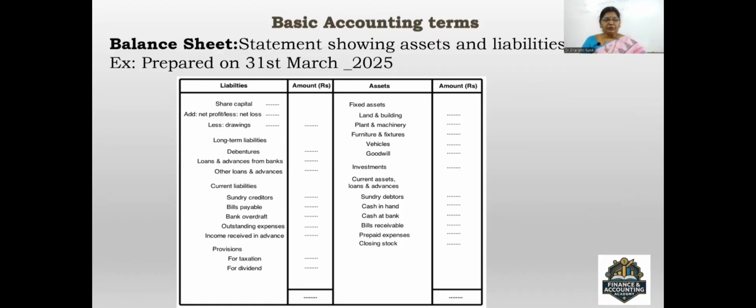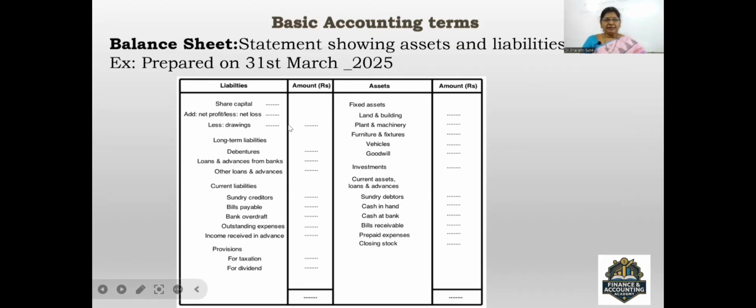In our previous video, basic accounting terms part 1, we learnt about liabilities and assets. There I explained what is equity and what are liabilities. On the asset side also I explained what are fixed assets and what are current assets. We learnt about debtors and stock, right? So all those items we will show in our balance sheet. Our balance sheet will show what are our liabilities and what are our assets.